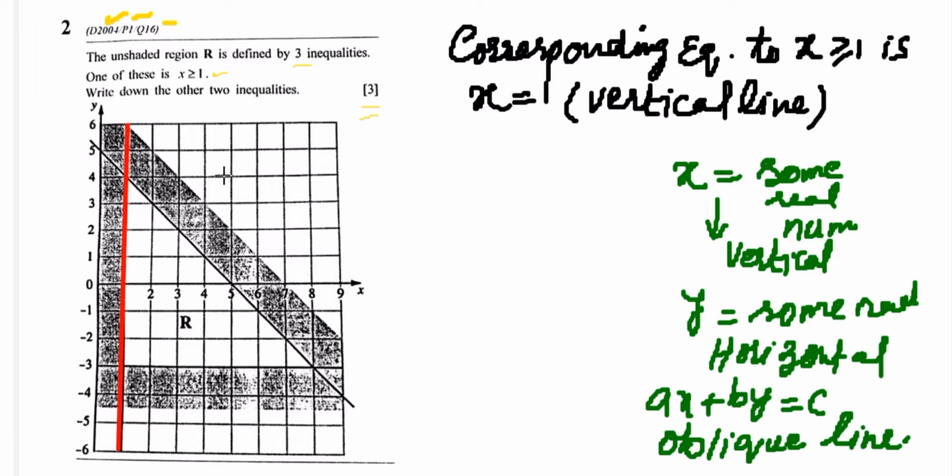Next, we need to find the other two inequalities. Firstly, we identify the corresponding equation of the line. You can see here the next line is here. This cuts the y-axis at 3. So the equation of the second line, this green line, represents y equal to minus 3 here. Next, the third one is an oblique line.